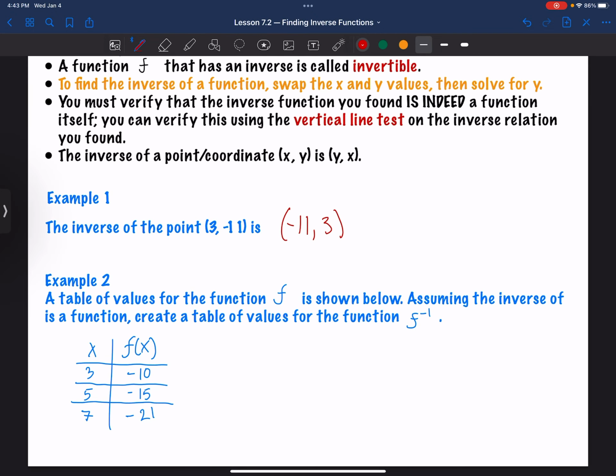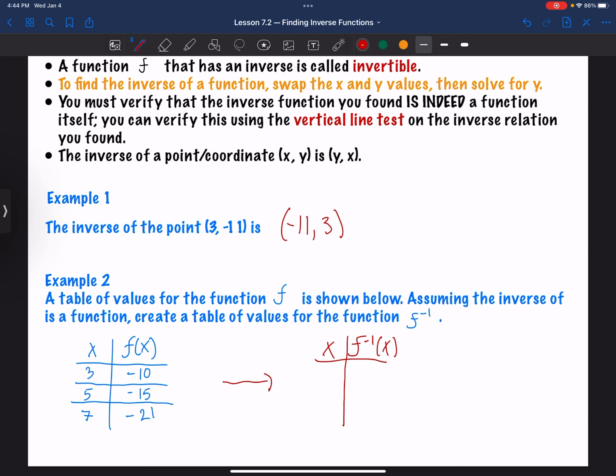Okay, example 2, I've got a table of values for the function f shown below, and I'm assuming that f is a function. We don't know what this table is, but we're hoping it is a function. Let's now create a table of values for the function f inverse. And this is just to show you that it doesn't work for just one point, it works for all points. So if I make a little table here, x and f inverse of x.